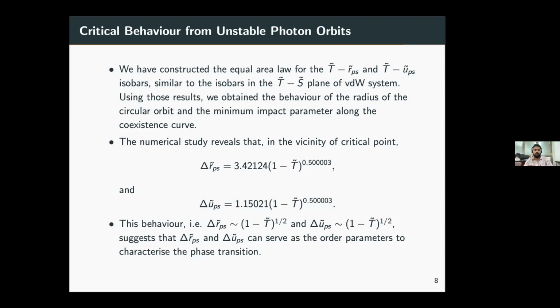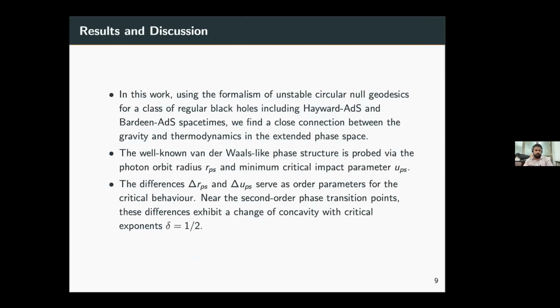with a critical exponent of 1/2. To summarize, we connected the gravity side and thermodynamic side of regular black holes using null geodesics. We studied the first order phase transition using the two important parameters, radius and critical impact parameter, and their difference during the phase transition serves as an order parameter for the phase transition.